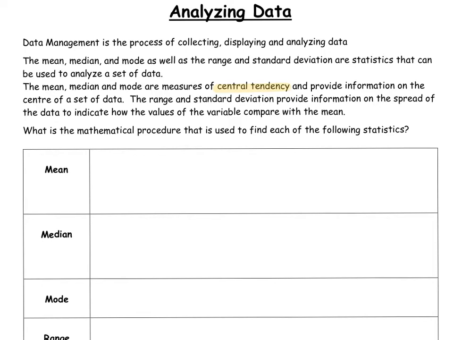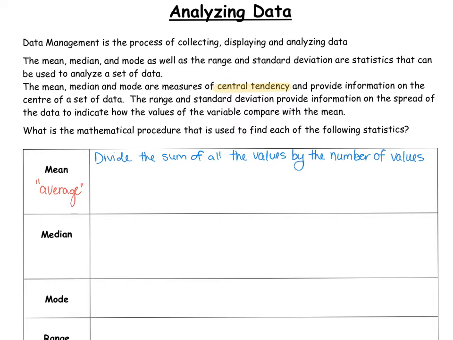Okay, the first one is the mean, otherwise known as the average. Okay, and basically what you do is you take the sum of all of the values and you divide by the number of values. Okay, so add them all up, divide by how many there are. Like I said, you've probably done this before.